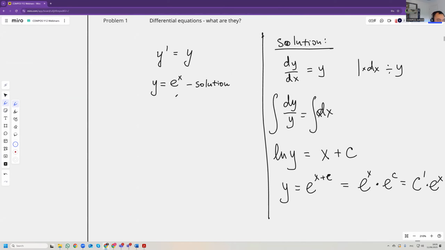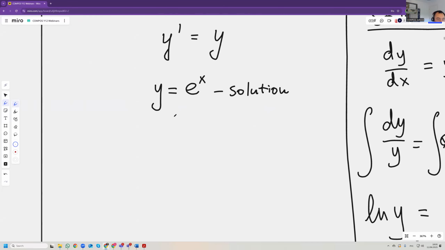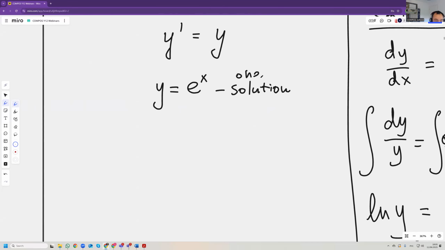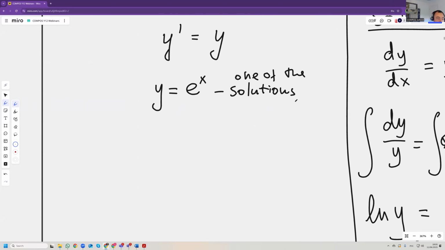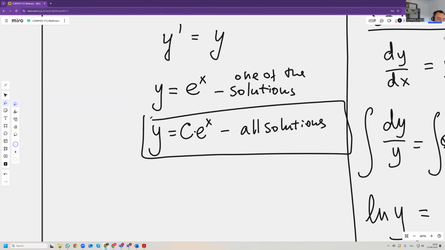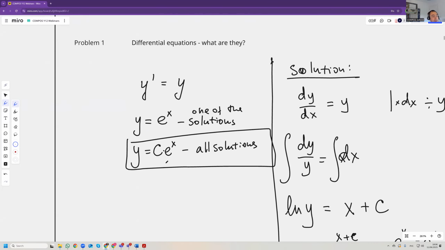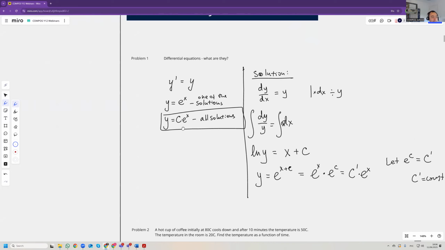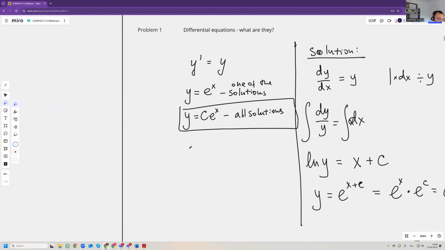Of course, this is one of the solutions. There are multiple solutions. So y equals c multiplied by e^x gives all the solutions, and any solution in this form is valid. Differential equations can take different forms.